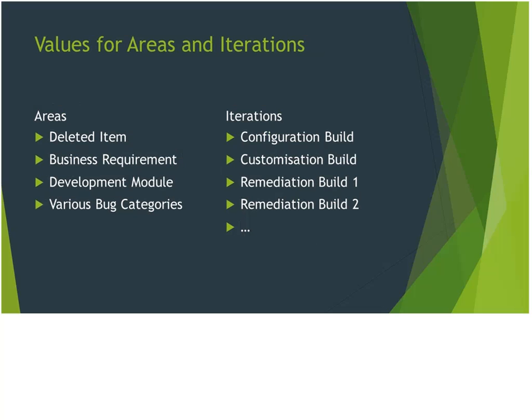So a nice way around this was to create an area called deleted item. And so anytime there was a record in TFS, whether it's a bug or a user story, it didn't really matter, if it's something that I didn't want to see anymore, I just allocated it to the area of deleted item. And then I just remembered in all my reporting to exclude the deleted item category.